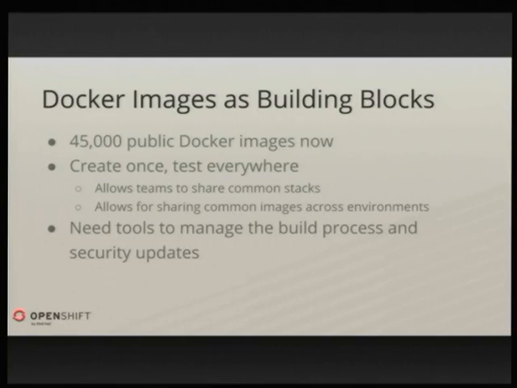This is where the industry is leading right now, so everything is basically moving into containers. And we at OpenShift are going that way as well. We are going to replace the containerization technology that we have in V2 with Docker containers, and we are going to base everything on Docker images as well. So why are Docker images so popular?